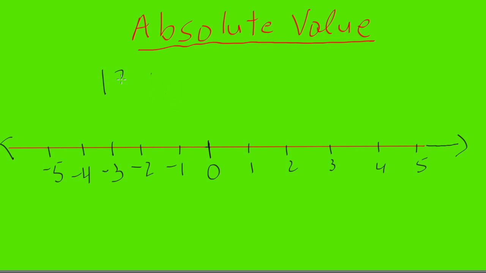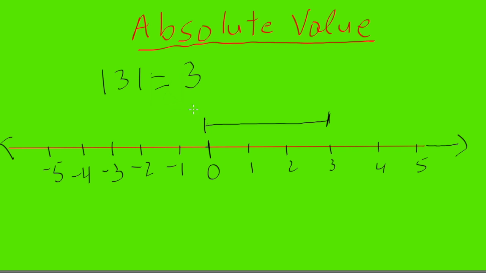Now let's say you have the absolute value of 3. The absolute value of 3 will be the distance from 0 to the number. In this case, the distance is 1, 2, 3. So the absolute value of 3 is simply 3. Okay?